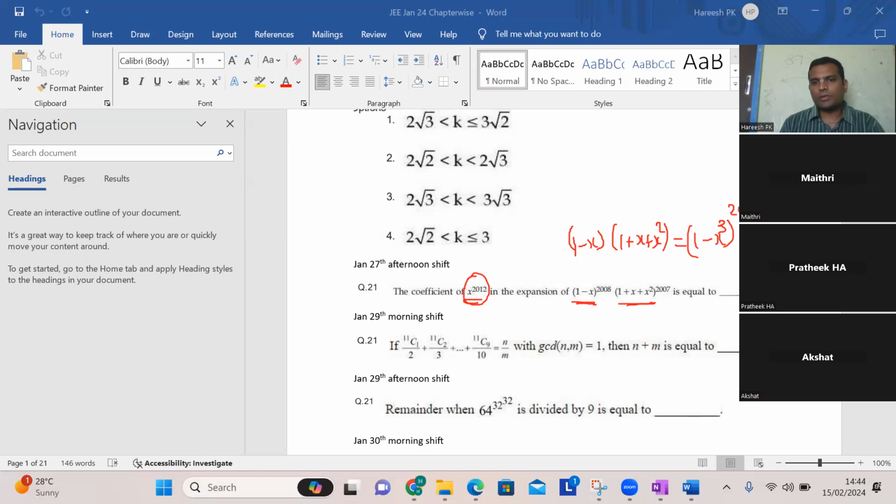So this power 2007 is there, and then you have an extra 1 minus x. And in this, they're asking the coefficient of x to the power 2012. Now, when you write the binomial expansion here, is 2012 divisible by 3? Yes or no? Is 2012 divisible by 3? No, sir. What is the remainder?